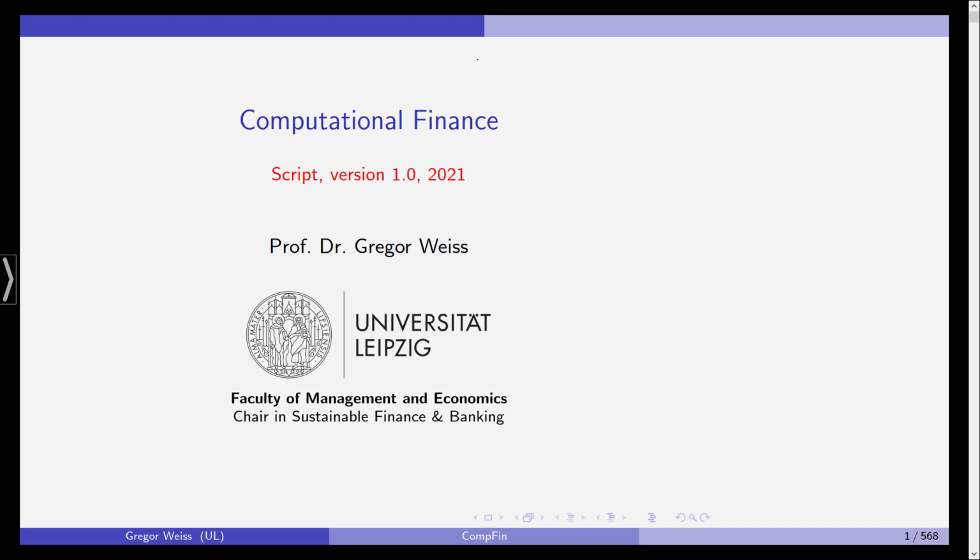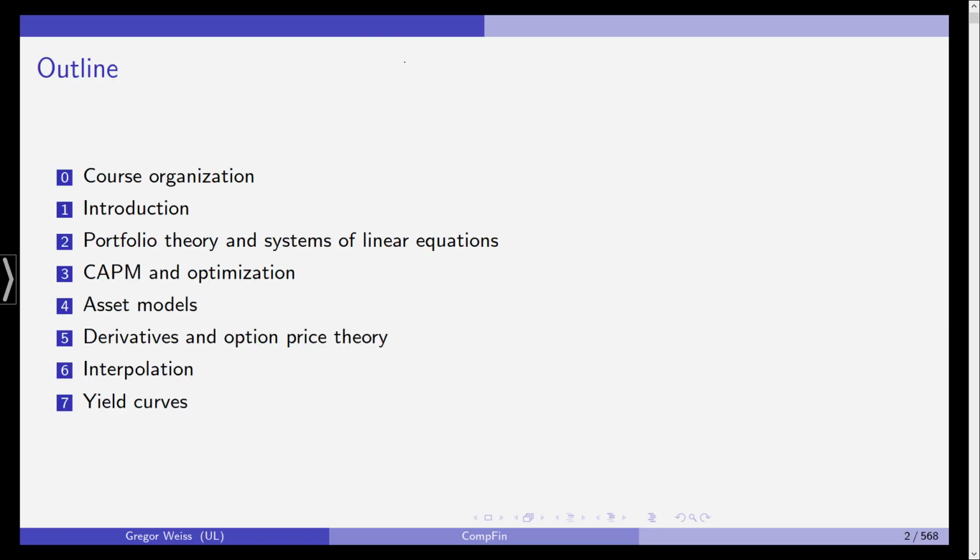This is a class about finance, but also a class about tools from numerical analysis, mathematics and statistics that can be employed in finance and that can be used to get better results, to get faster results, especially when it comes to, for example, option pricing and portfolio optimization. Now, this is the outline of the course. Today we'll start with the course organization and the introduction.